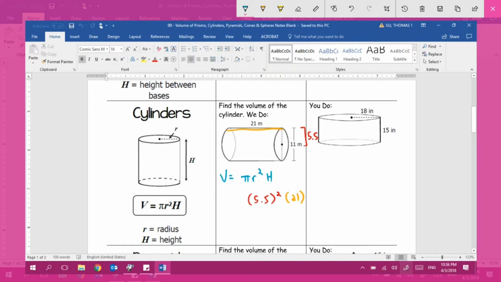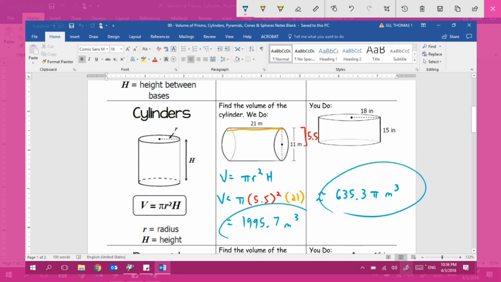And then we got pi out in front. So just put that straight in the calculator and you're going to get about 1995.7. What are my units here? Meters cubed. Also, if you left it in terms of pi, then it would just be about 635.3 pi meters cubed. So that will be my answer for this cylinder. Now you try the you do using the formula.